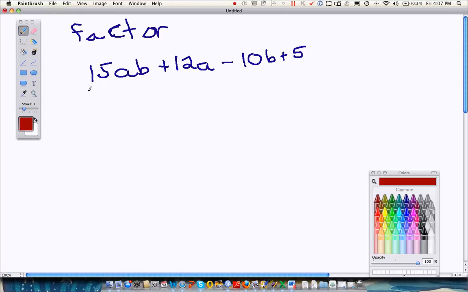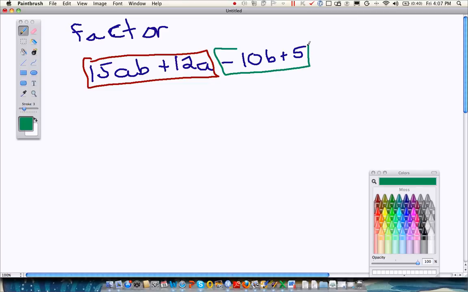We actually can't factor the whole thing. We can't factor it into two nice parentheses by looking at the whole thing. So we're going to look at little chunks. We're going to look at this as the first part, and then this as the second part. We're going to focus on each part like it's an individual problem, and then put them together at the end.